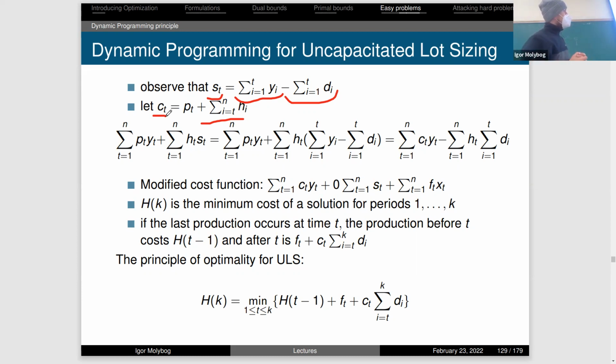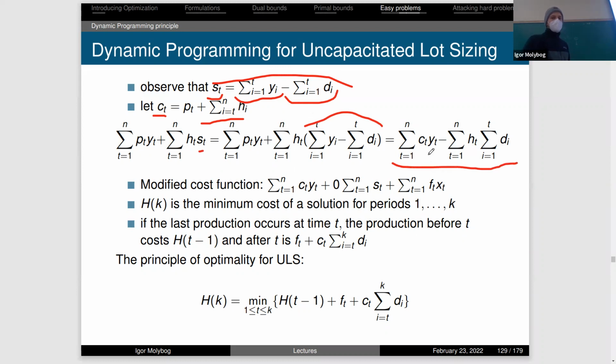Then you can reformulate the part of the objective function that is related to this production and the storage, not related to the stock itself. You can see that here we just use the first equation to substitute it instead of ST, and then we reshuffle the summation signs in order to end up with this expression. Here you can see that this part of the objective does not depend on any variable. It's just a constant.